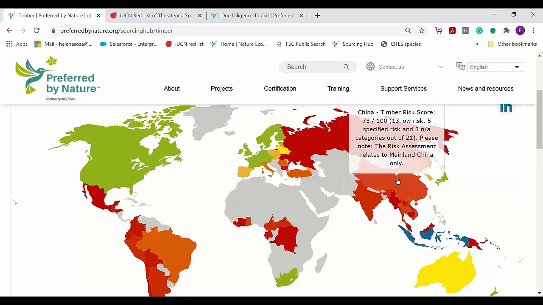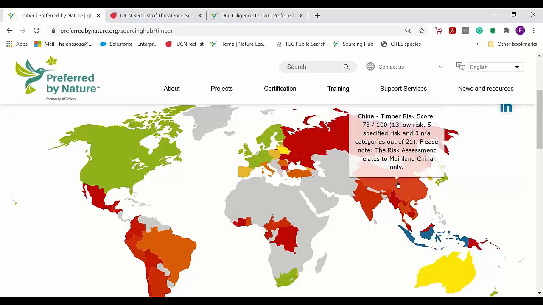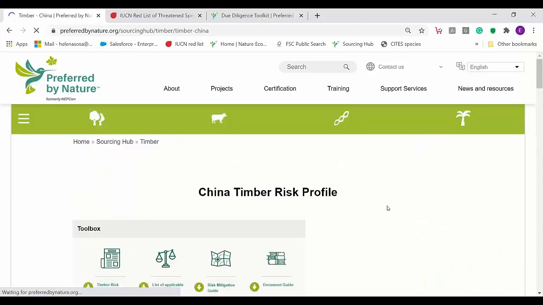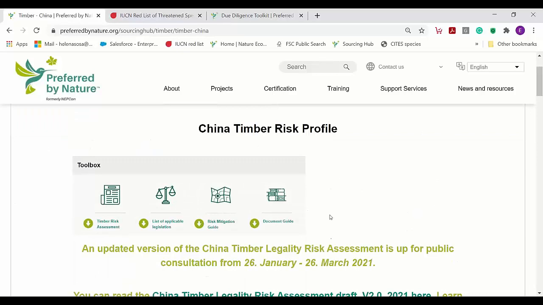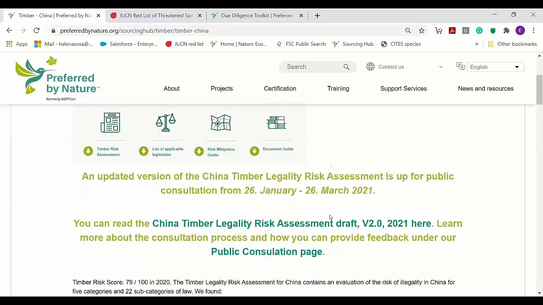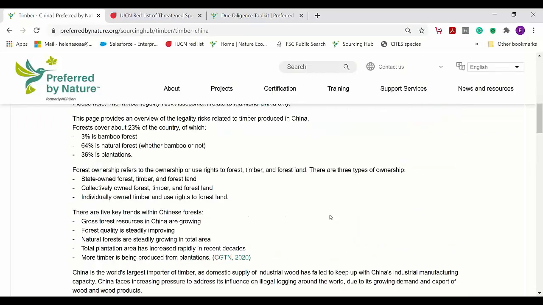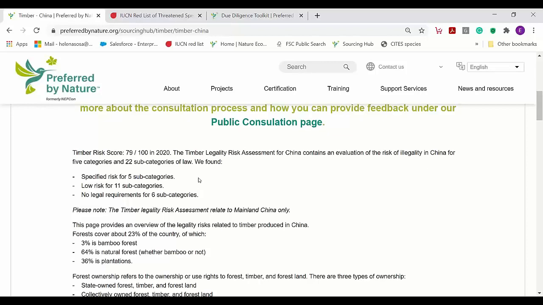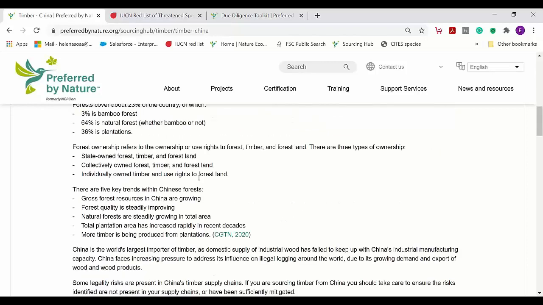So let's say that we are sourcing from China. And let's see what's the risk profile for China. So I click on the country. And here I have an overview about the forestry situation in China, okay? And just a summary. It's specified risk for 5 subcategories, low risk for 11, and so on.